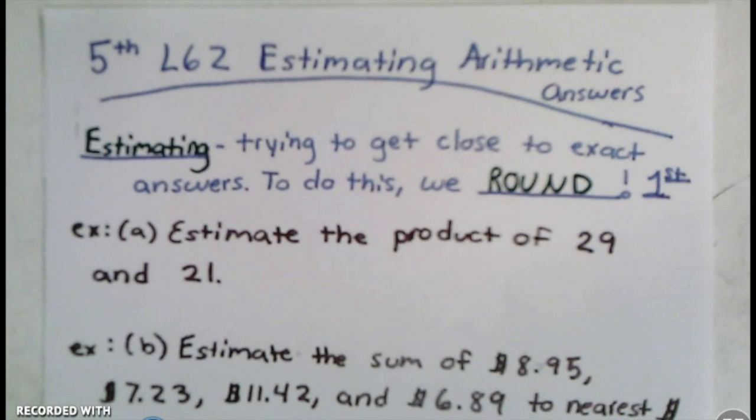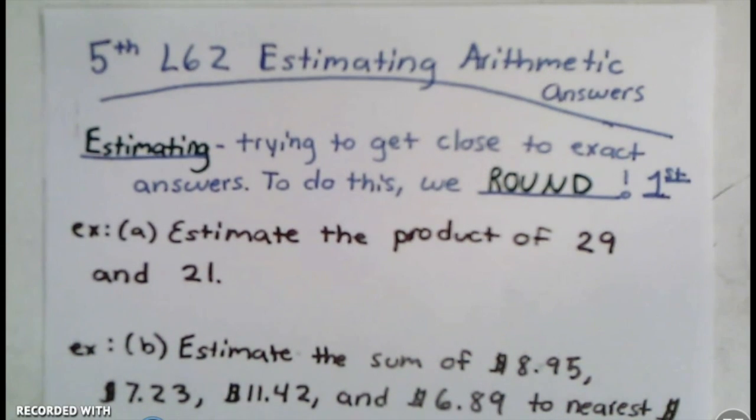Welcome to lesson 62 on estimating arithmetic answers. So our first word is estimating, trying to get close to exact answers. To do this, we're going to round first. So we're going to round our numbers that we're working with before we multiply or add or any of that stuff, not after we have our answer.